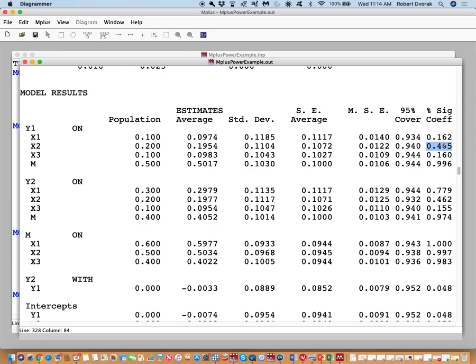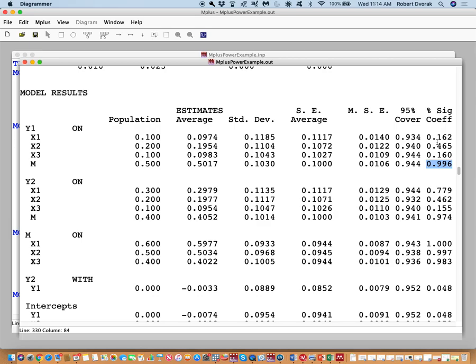Similarly here, 46.5% of the time we see that it is statistically significant, and that's because the average relationship tends to be a little bit further away from 0. Here, what does this tell us? Yeah, we got a lot of power, right?